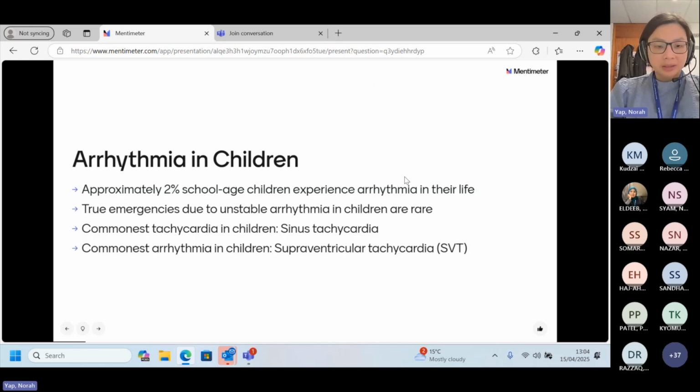Okay, so some introduction. Arrhythmia in children: approximately 2% of school-age children will experience some sort of arrhythmia in their life. And thankfully, true emergencies due to unstable arrhythmia in children are pretty rare. The commonest tachycardia in children, or when they complain that they have palpitation, is actually sinus tachycardia. But the commonest tachyarrhythmia in children is supraventricular tachycardia, or more well known as SVT. I'll explain slightly more about the term we use as SVT in the world of pediatric cardiology later.